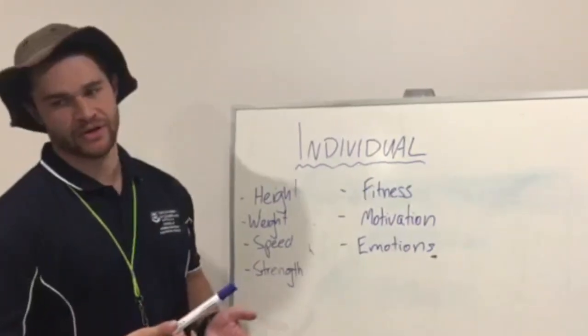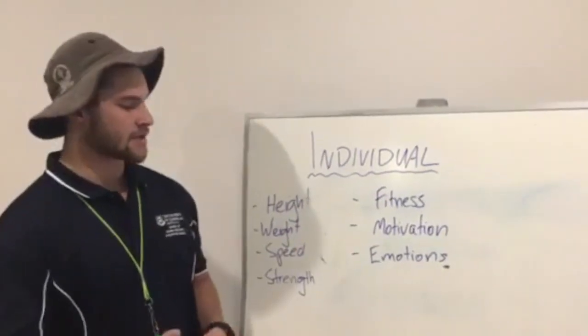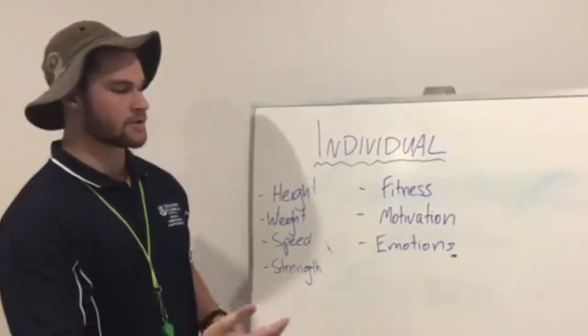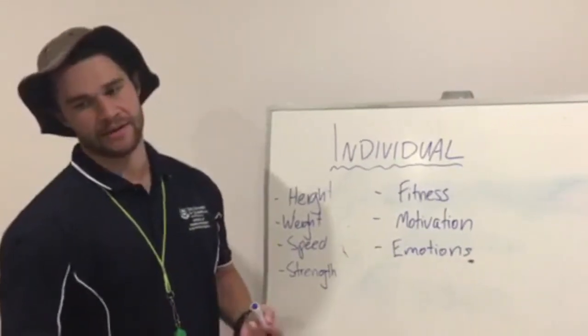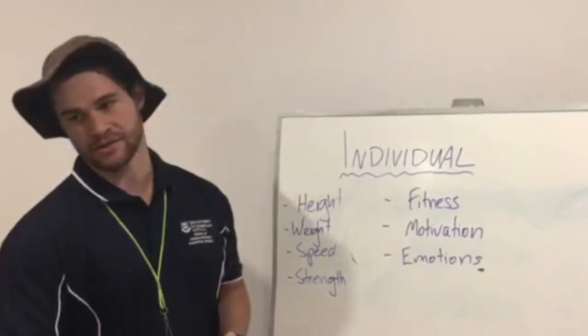First off, I'm going to explain the individual component. The individual constraint is based off the personal characteristics of your learner. Examples are height, weight, speed, strength, fitness, motivation, and emotions. For this constraint, you have limited control, but it's nice to be aware so you've got expectations of your students and where they're at.